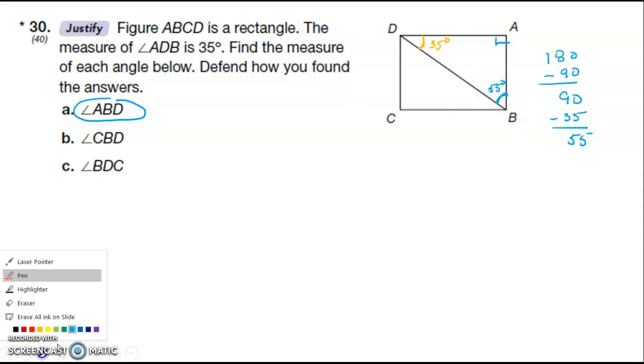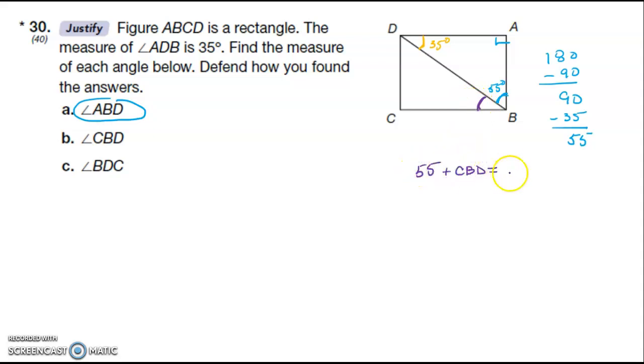Okay, let me change colors. Okay, CBD, interesting. CBD, so that's this one. Now I know that 55 plus CBD is equal to 90. That's a 90-degree angle there in the corner. So to find this angle, I have to subtract 55. So 90 minus 55 is 35. So this is 35.